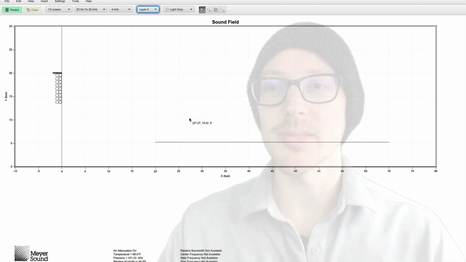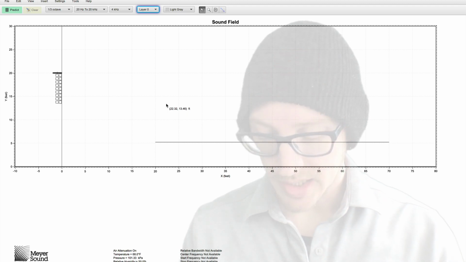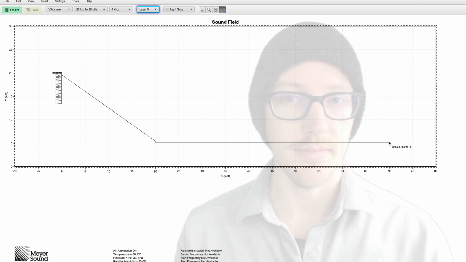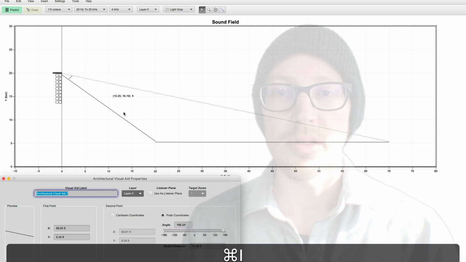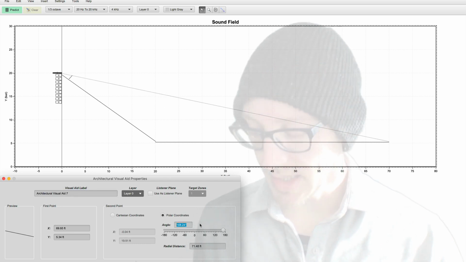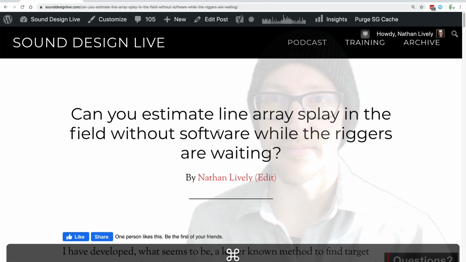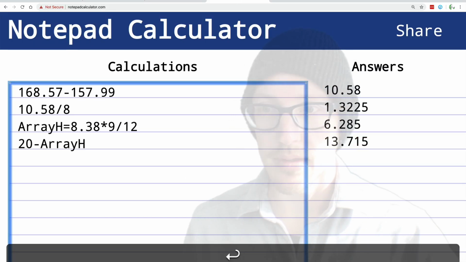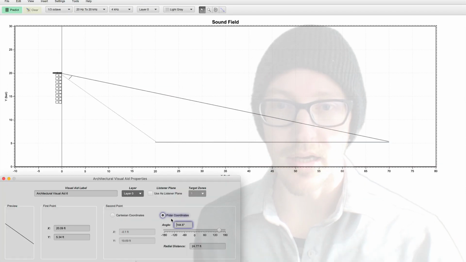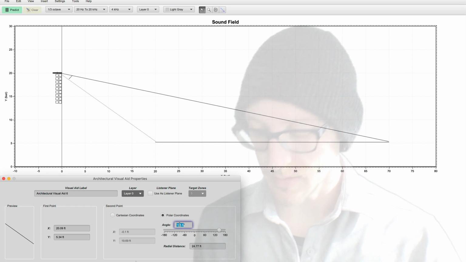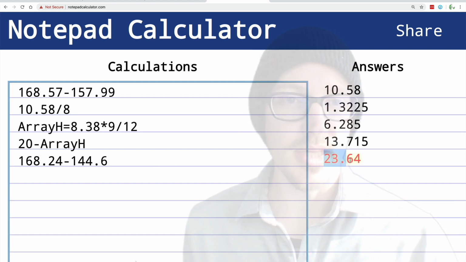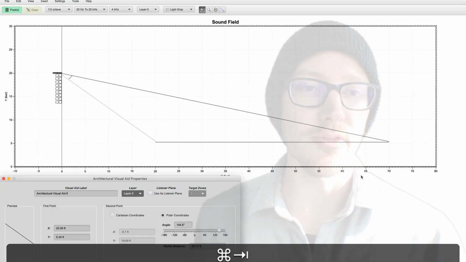I'll tell you, I was a little bit confused about this when I first started. I think I read through Bob McCarthy's book and I thought that target coverage angle meant this angle like this. So we can look at that and we can see that this line is 168.24 and this one is 144.6 degrees. So if we use those measurements, it seems like the target coverage is 23.64.